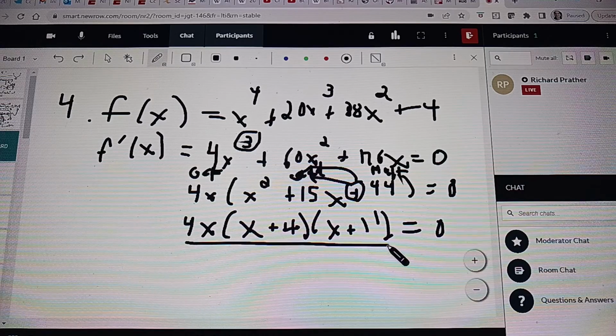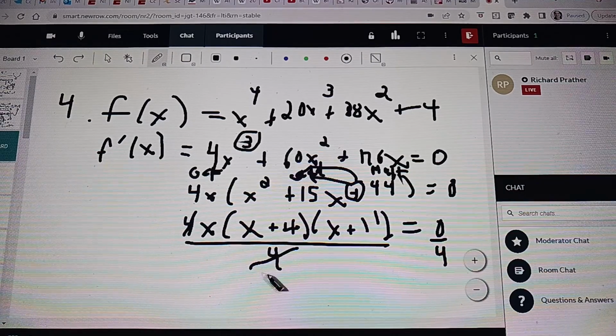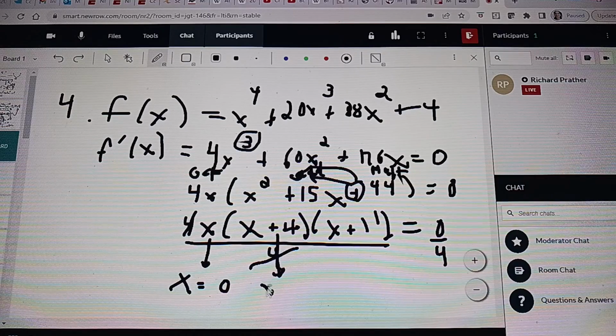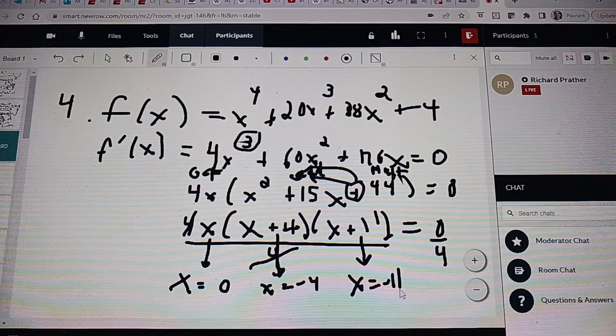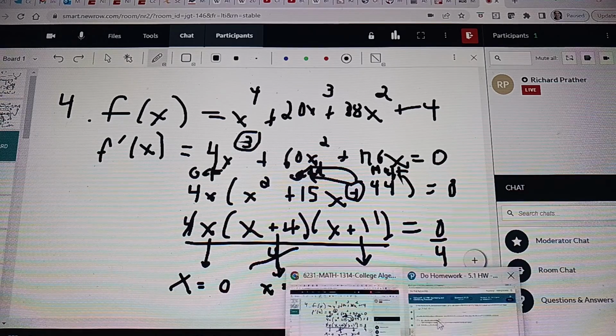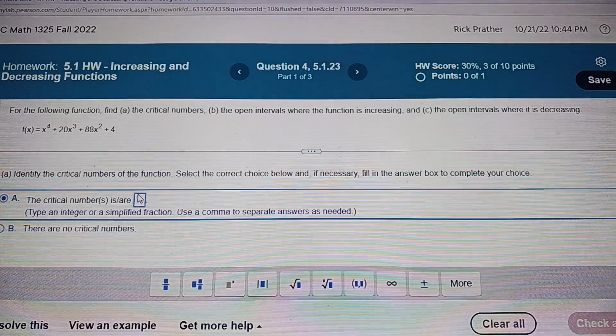I could divide both sides by 4, and 0 divided by anything is 0, so it would make the 4 go away. So there's 3 zeros of this derivative. 0 itself, -4, and -11. There's my 3 critical numbers. 0, -4, and -11. That's part A.